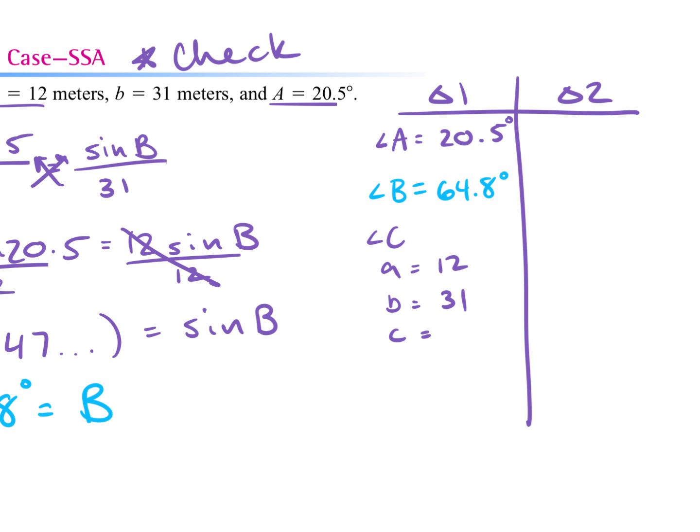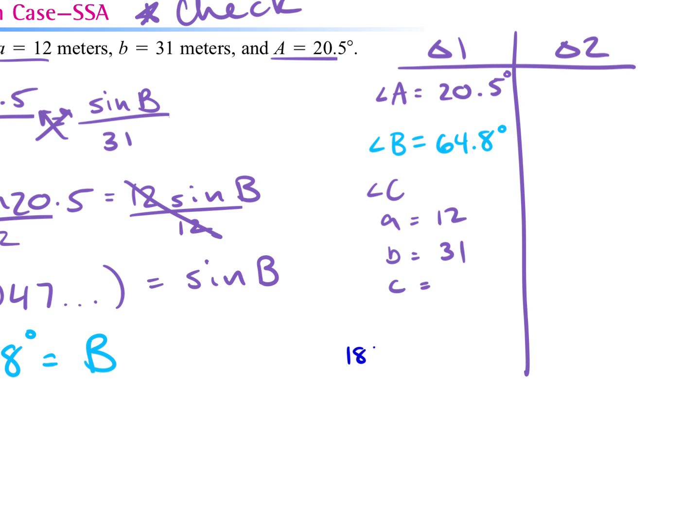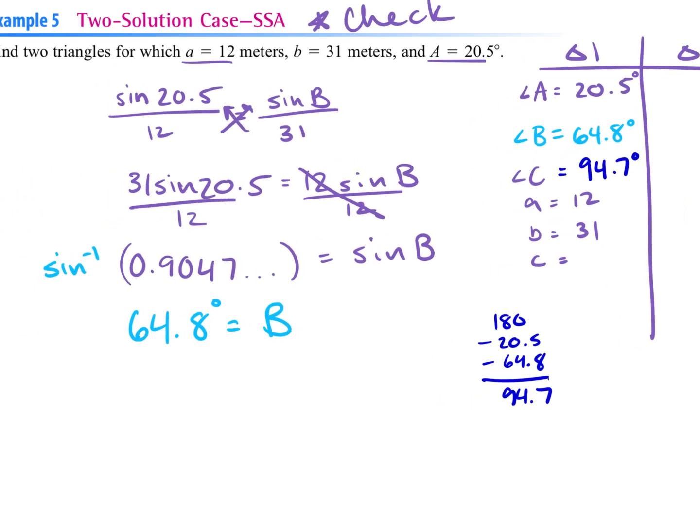How could we find C? Awesome. We can add them and subtract from 180, or we could do 180 minus 20.5 minus 64.8. So let's put it in our calculator. So 180 minus 20.5 minus 64.8. Should get 94.7. So C would be 94.7 degrees. Now let's just finish finding everything for triangle 1. How would I find side C? Not Pythagorean theorem. Pythagorean theorem only works if this was a right triangle, but it's not a right triangle.